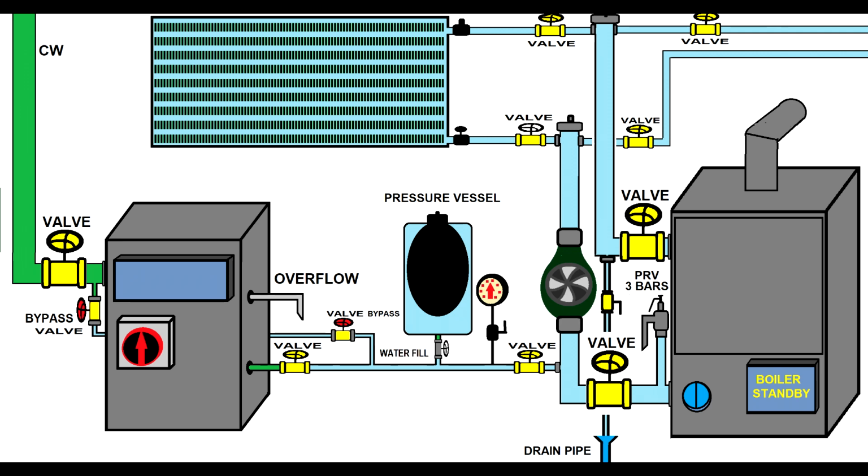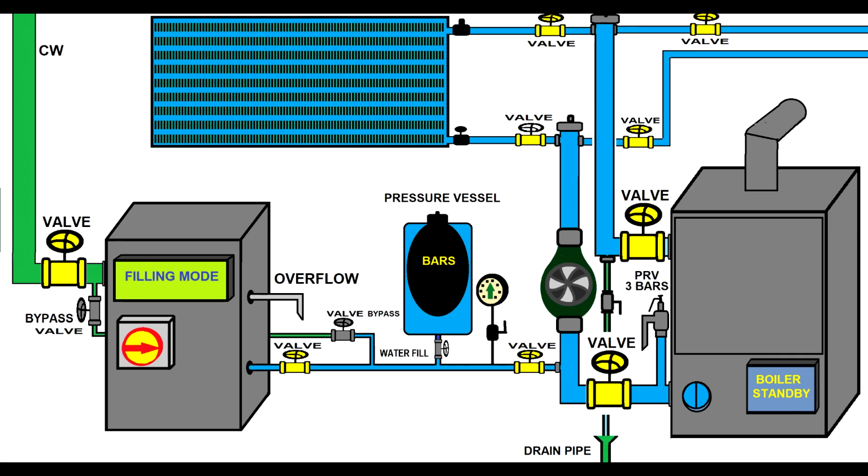So you fill the system with water, and once you're satisfied, you will turn off the bypass valve, and then you'll turn on the pressurization unit, which will take over, control the pressure, and fill the system in a very controlled environment.